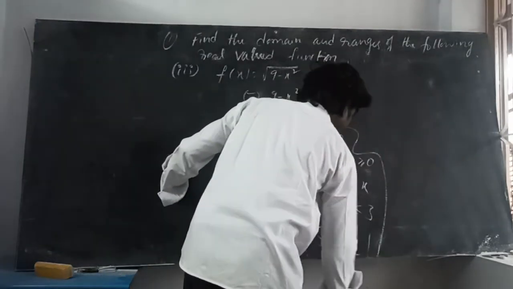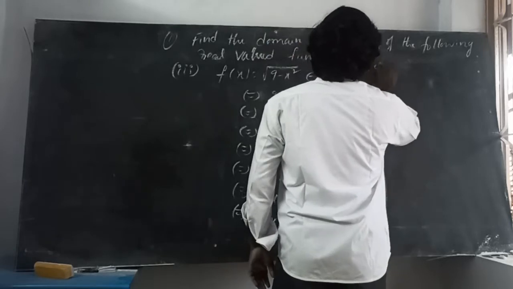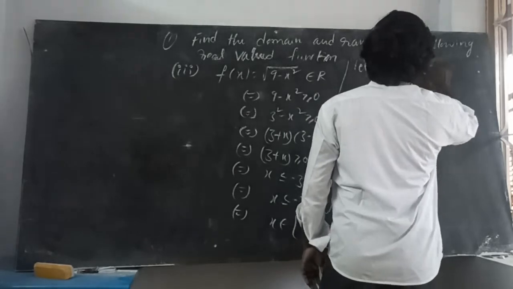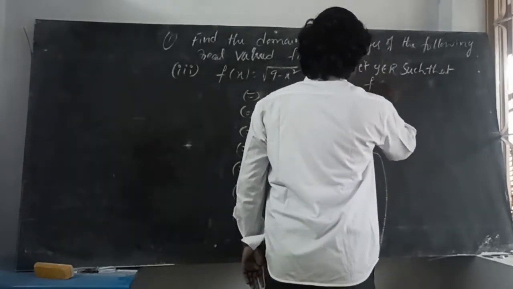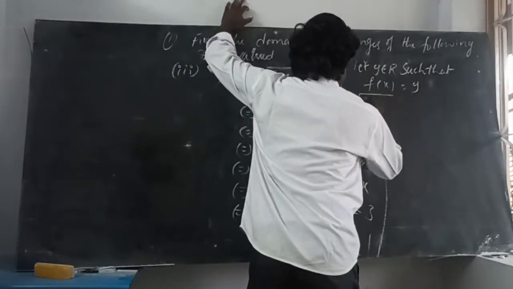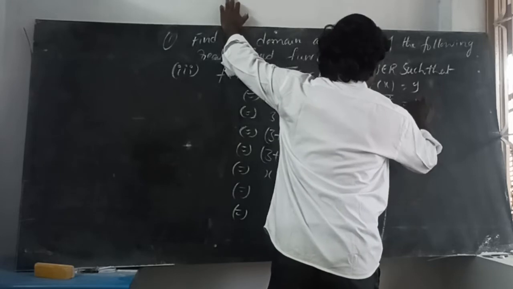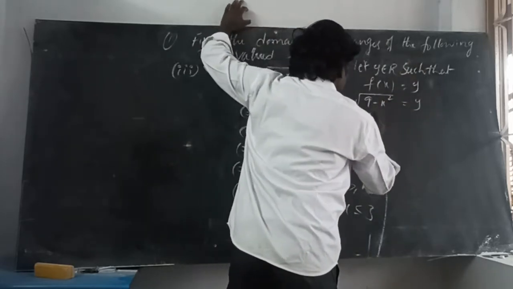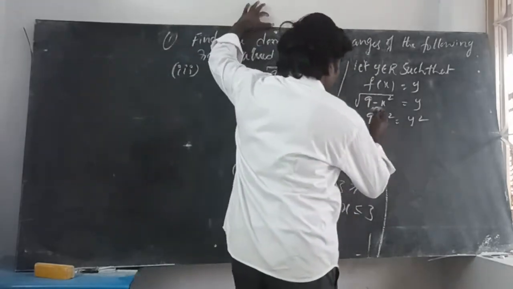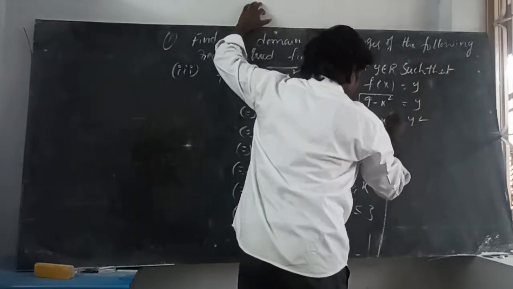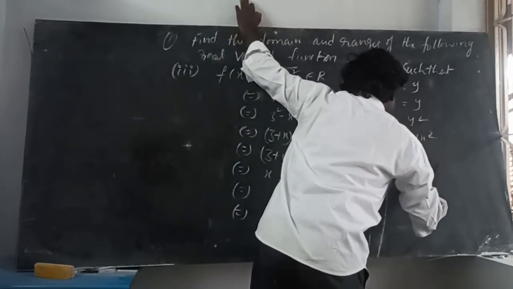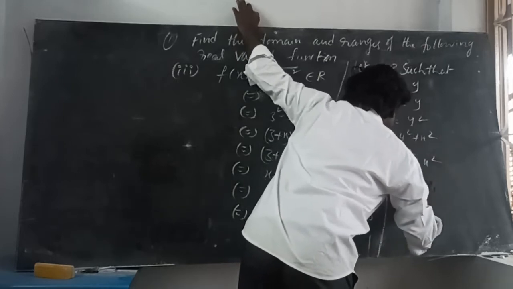Next, let y belongs to R such that f of x is equal to y. So here f of x, the square root of 9 minus x square, is equal to y. Squaring on both sides, 9 minus x square is equal to y square. So 9 minus y square is equal to x square, and the square root of 9 minus y square is equal to x.